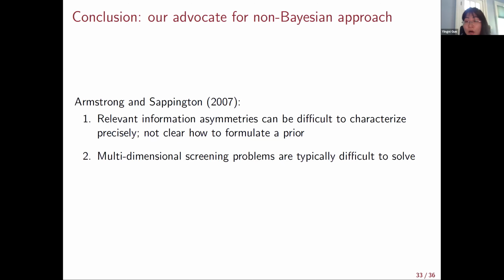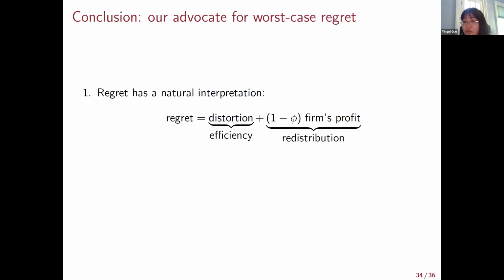Now, among all the non-Bayesian approaches, we are choosing this worst case regret approach for three reasons. The first one is that the regret has a very natural interpretation in our framework. It's a weighted sum of the efficiency objective and the redistribution objective.